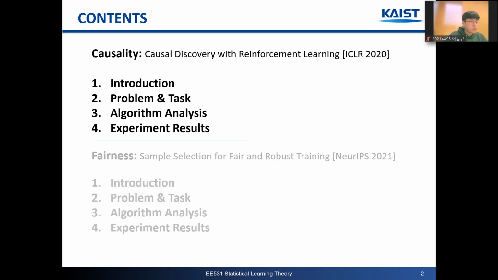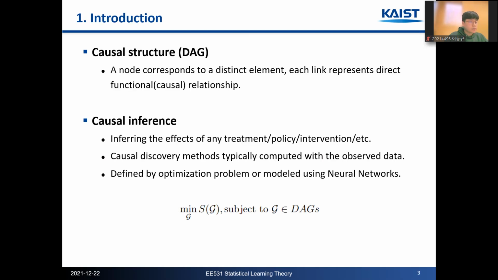The papers I have chosen are "Causal Discovery with Reinforcement Learning" on the causality topic and "Sample Selection for Fair and Robust Training" on the fairness topic. In each paper, the introduction is first explained, and after defining the problem and task, I will analyze the algorithm. Then I will show the experiment results.